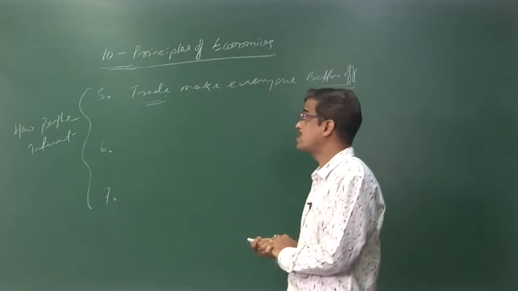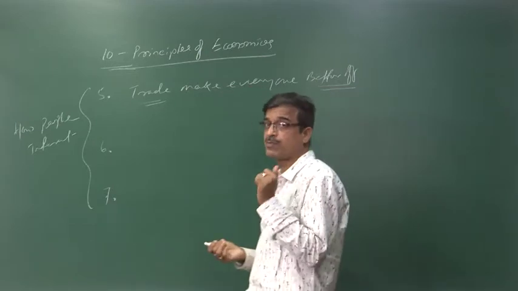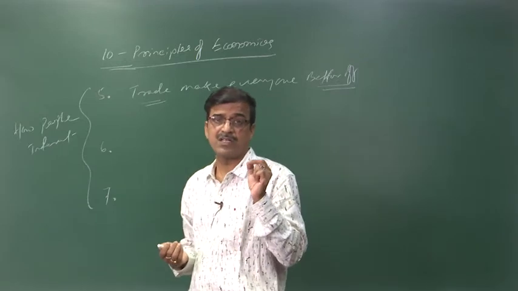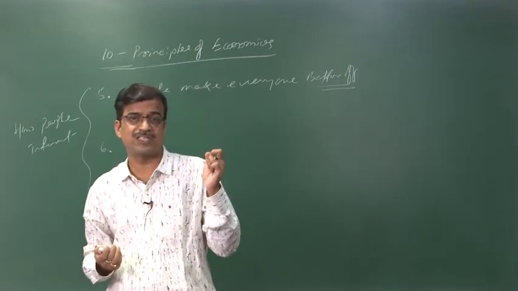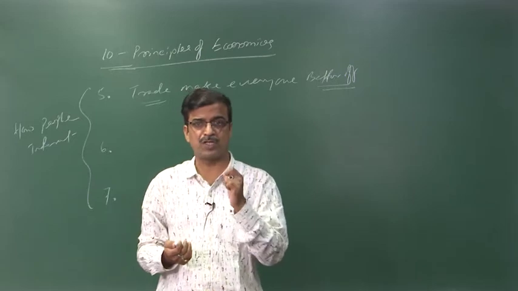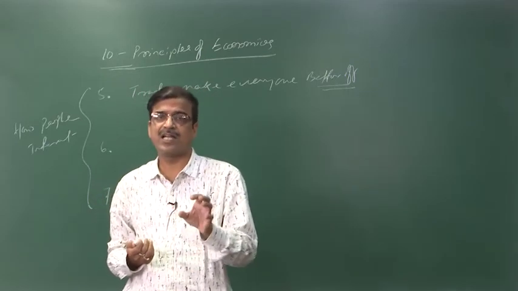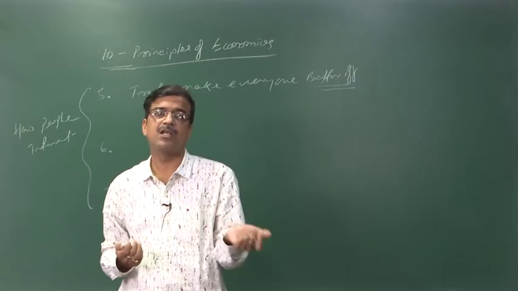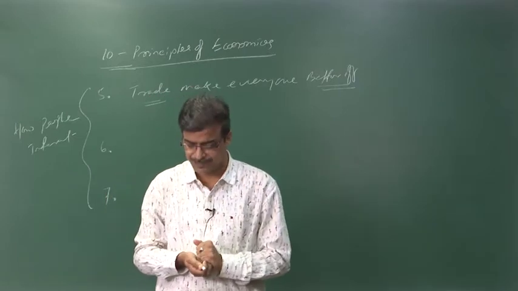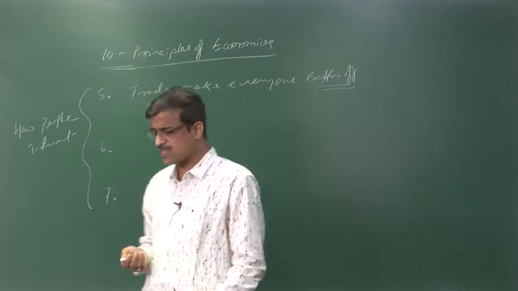What the principle tells us is that trade makes everyone better off, because it is very difficult for each and every country to specialize in each and every product. Therefore, those products in which a country has some sort of advantage should be specialized, and the other products imported in lieu of the specialized product. Next, move to the 6th principle.